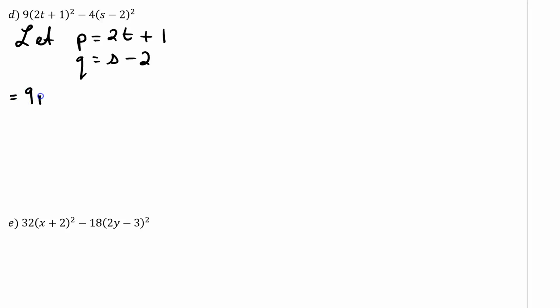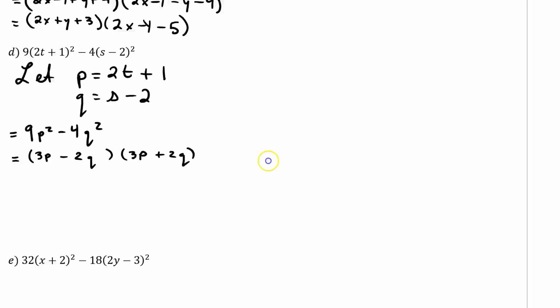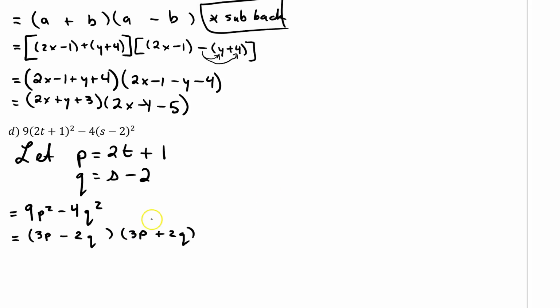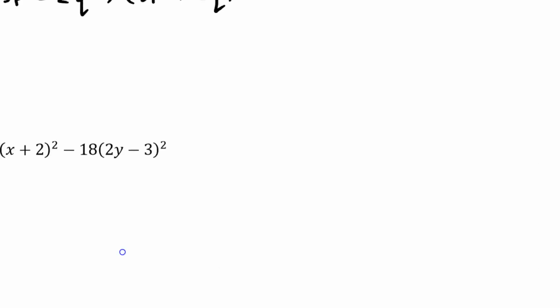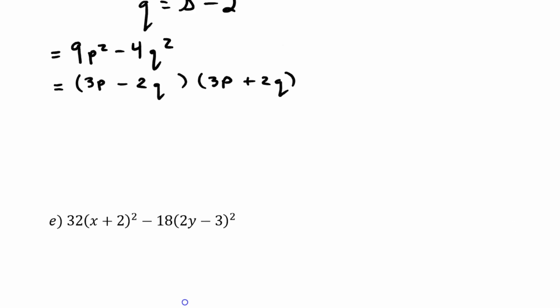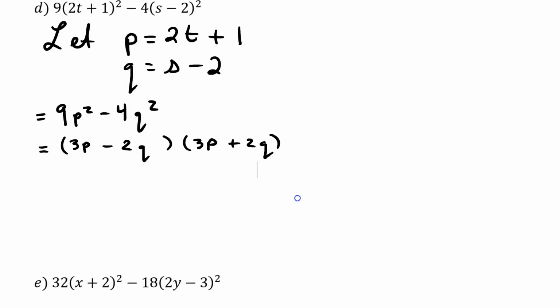So 9p squared minus 4q squared. I'm going to do my difference of squares thing. So 3p minus 2q, plus 2q. Notice, just to switch it up, I switched the order, just to keep you guys awake. So now what I need to do is substitute back the t's and s's.